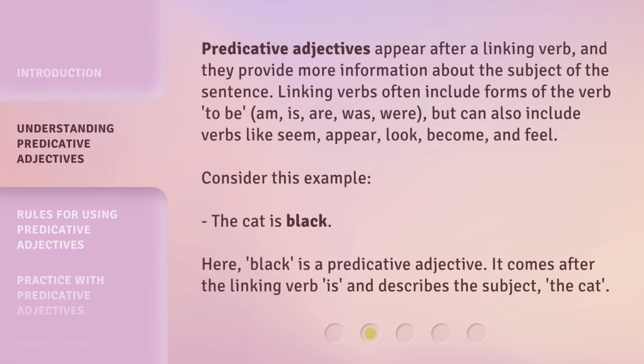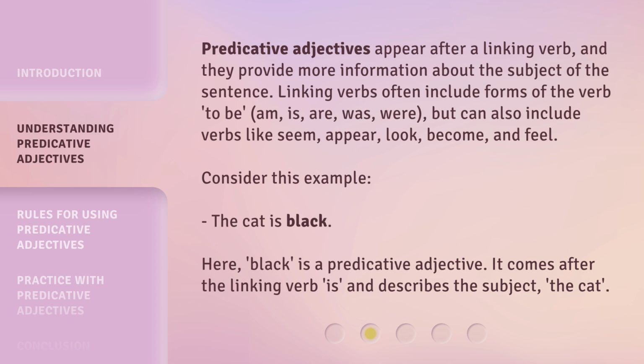Predicative adjectives appear after a linking verb, and they provide more information about the subject of the sentence. Linking verbs often include forms of the verb to be: am, is, are, was, were, but can also include verbs like seem, appear, look, become, and feel.